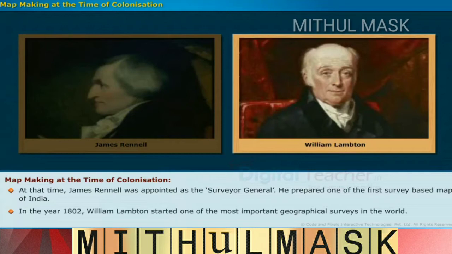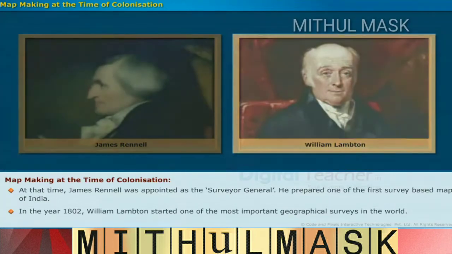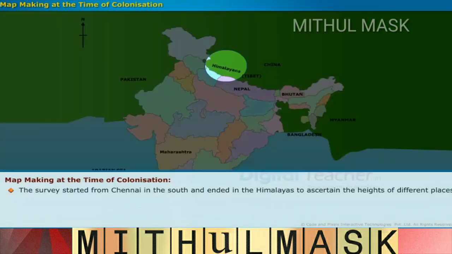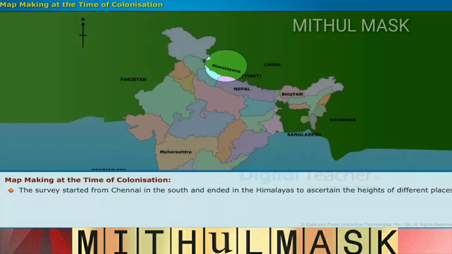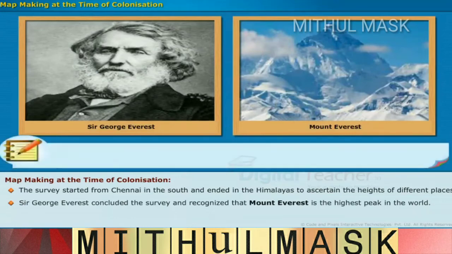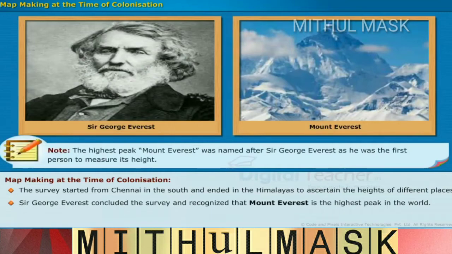In the year 1802, William Lambton started one of the most important geographical surveys in the world. This survey started from Chennai in the south and ended in the Himalayas to ascertain the heights of different places. Sir George Everest concluded the survey and recognized that Mount Everest is the highest peak in the world. Note: the highest peak, Mount Everest, was named after Sir George Everest as he was the first person to measure its height.